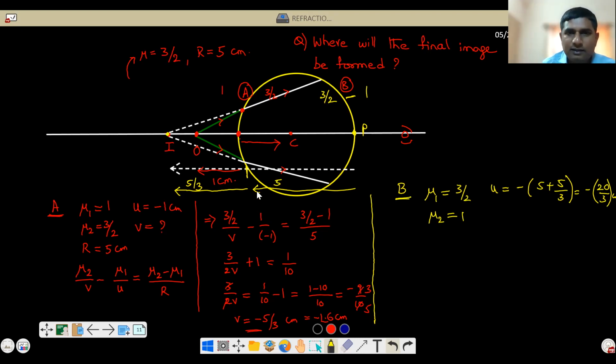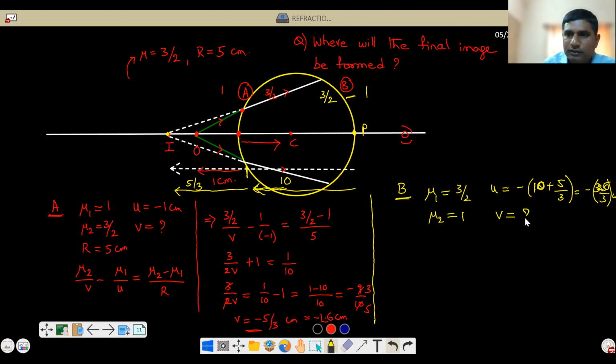No. See here what is the object distance? Tell me. Sorry, here radius is 5 centimeters. Up to here only 5. From here to here, 5 plus 5, 10. Sorry, this is total 10 centimeters. So 10 plus 5 by 3. 10 3s are 30, 35. Minus 35 by 3 centimeters.